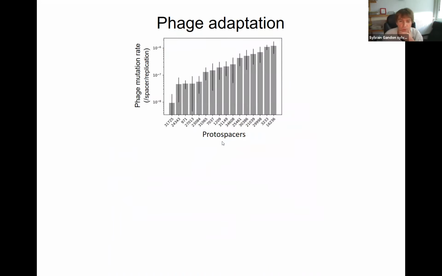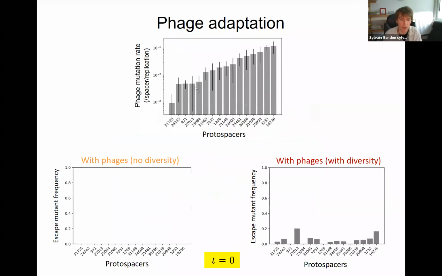So I want to discuss briefly the initial hypothesis about the rate of mutation. Again, I showed you there was variation in mutation rate. So we were curious to see what would happen if we track escape mutation to these different resistant bacteria through time. And we were expecting to see a lot of escape mutation in this part of the graph, especially in this treatment with no diversity.